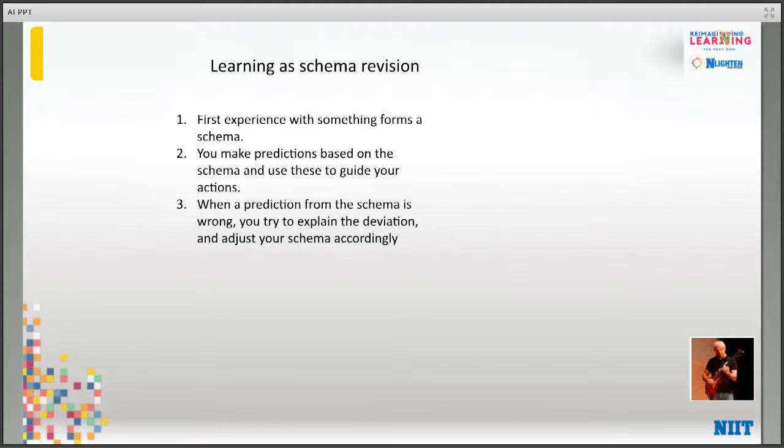Learning seems to largely be a matter of building and revising these schemas. So the basic idea of learning as schema revision is that the first experience of something forms a schema. The first time you go to a restaurant, it becomes your restaurant schema. It becomes your script for restaurants. And the next time you go, you make predictions based on that schema. And when those predictions go wrong, you try to explain the deviation, you try to understand causally what was happening, and then you adjust or expand your schema accordingly to accommodate that.